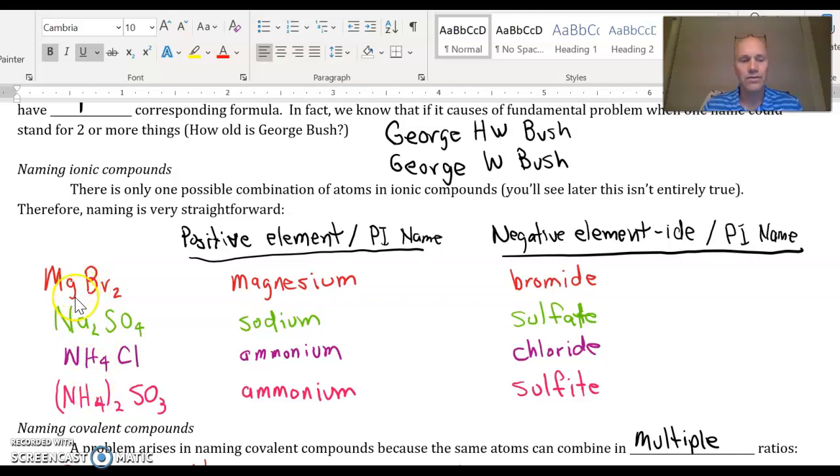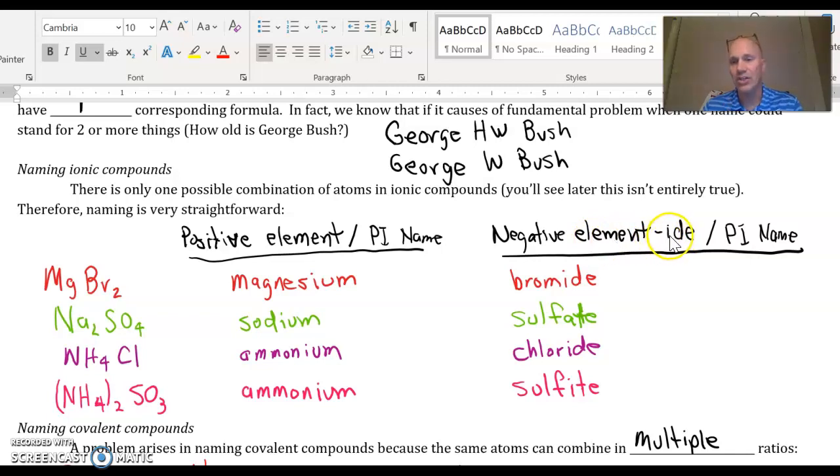Let's start off with the first one, MgBr2. The first name is either going to be the positive element or the polyatomic ion name of the positive ion within that formula. Luckily, whenever we do ionic compounds, you always put the positive ion first. So the first name is going to correspond to this right here, and you can see that that is magnesium, and that is what's going to be the first name in its overall name.